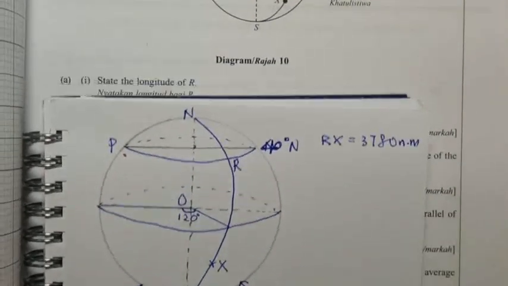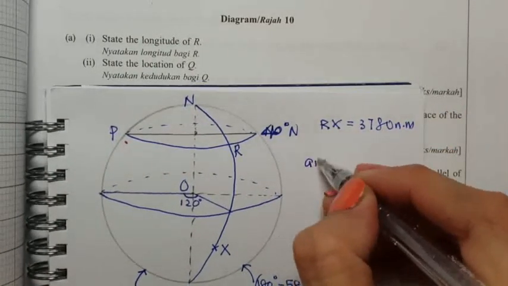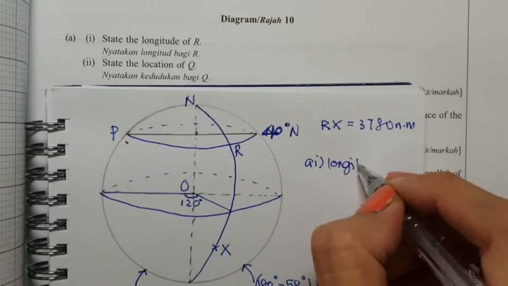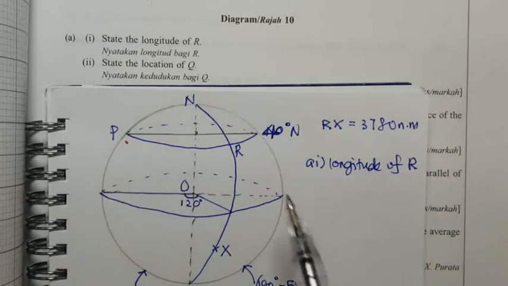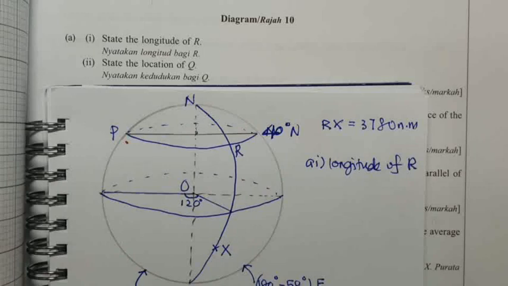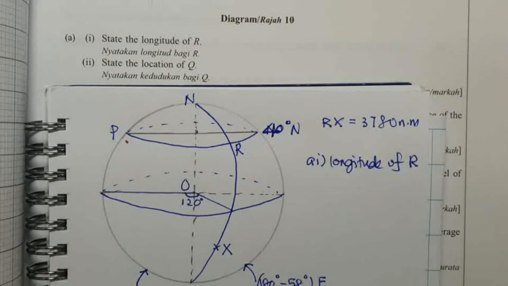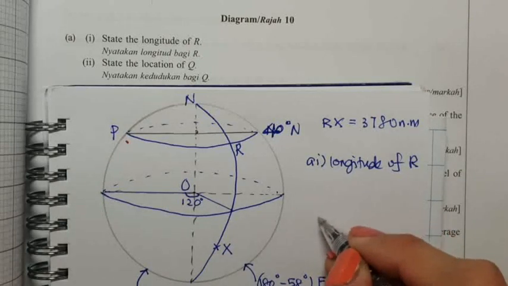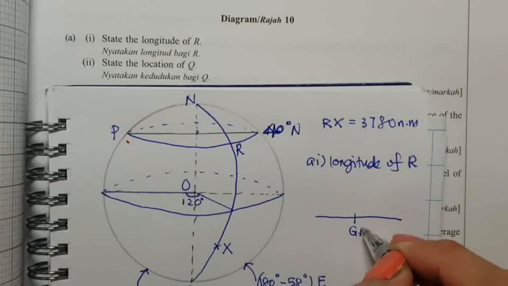Now, first, part A. Part 1, we need to state the longitude of R. Longitude of R, and that will be, where is R? R is over here. Okay, the R is actually 120 degree away from the 58. Okay, so we use this. This is the Greenwich meridian.